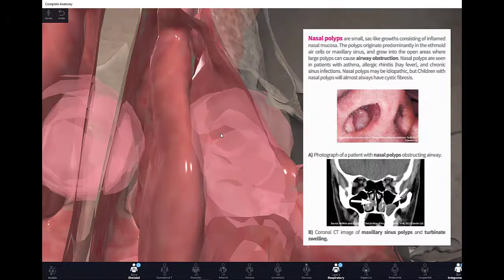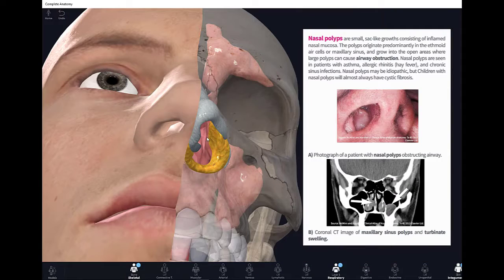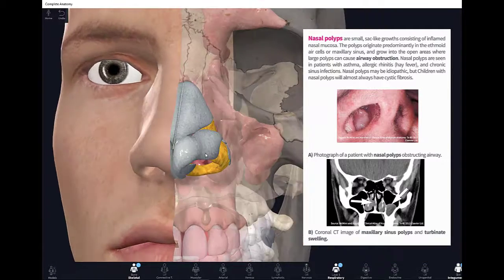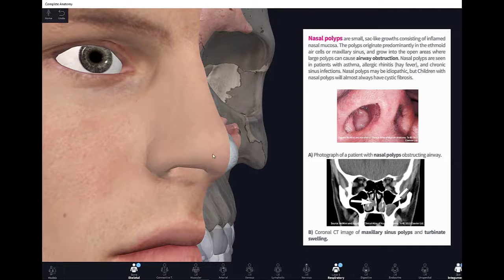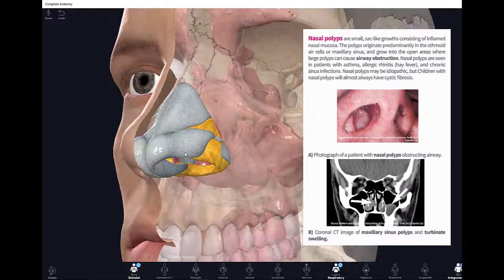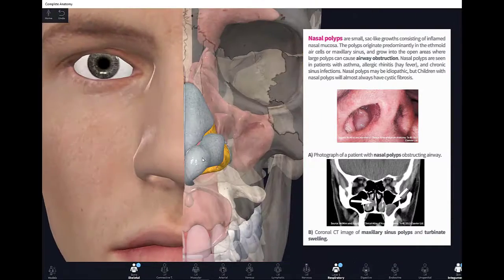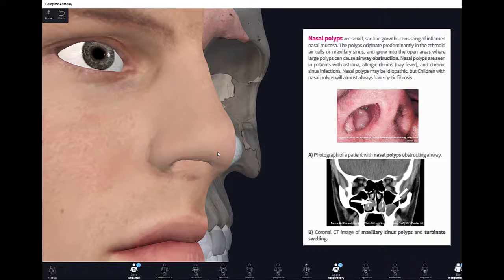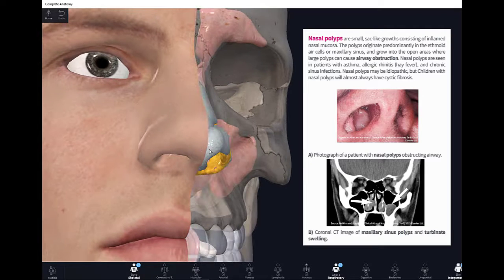So usually they will originate from the ethmoid air cells or the maxillary sinus, so a little bit further laterally here. You can see these growths here, and as they open into the areas where we have air passing through usually, well, they can cause airway obstruction. So they are especially frequently seen in patients that have asthma or allergic rhinitis, which is just a different term for hay fever, right? And chronic sinus infections.